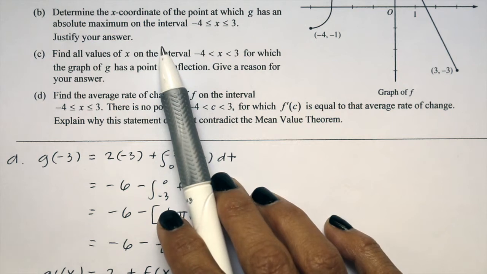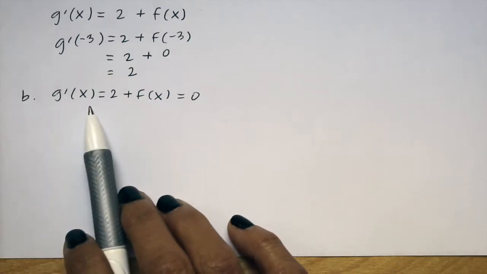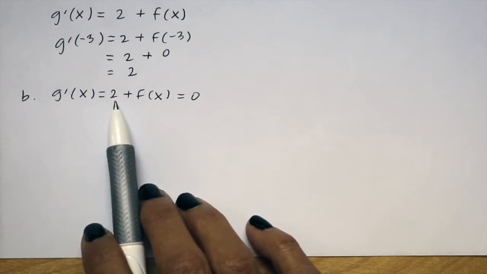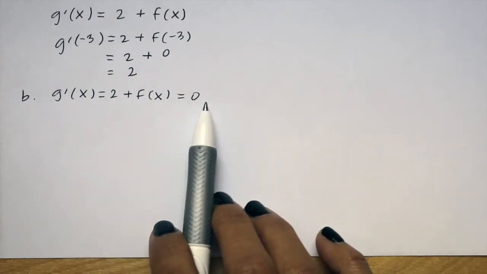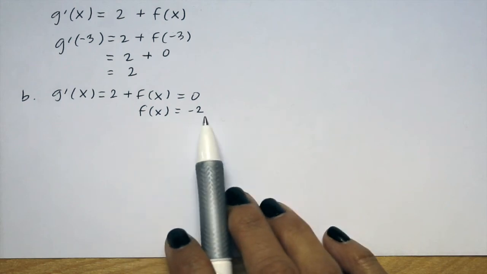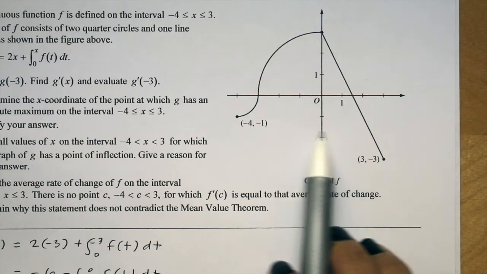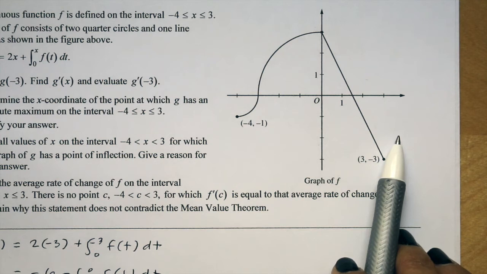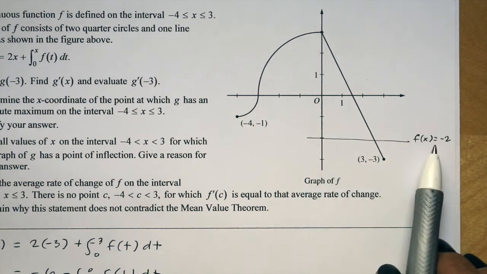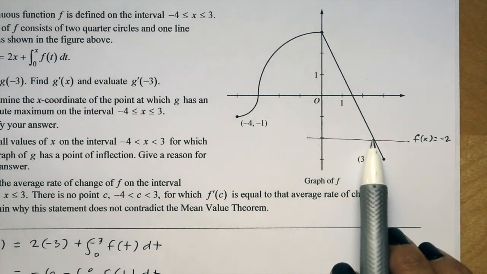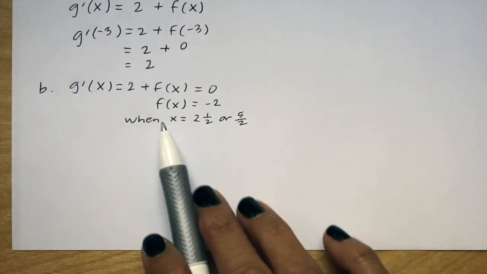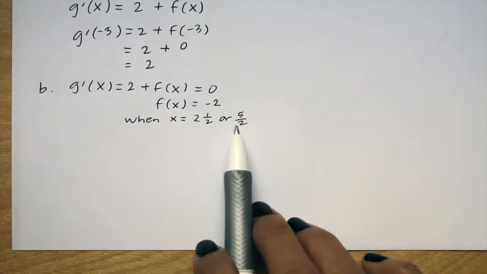Part B says determine the x-coordinate of the point at which g has an absolute maximum on the interval from -4 to 3. Justify your answer. So for the maximum, we're going to take the derivative, which we found in part A, and it's 2 plus f of x, and we're going to set it equal to 0. So we get f of x equals -2. Referring to the graph, we want to note where this graph hits a height of -2. Here I have the line f of x equals -2, and it looks like the corresponding x value will be 2.5. So our critical value is going to be when x equals 2.5 or 5/2.